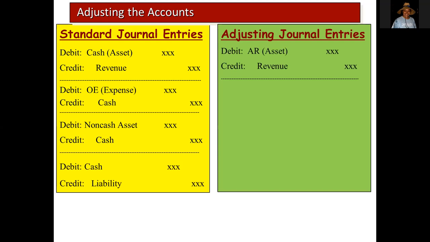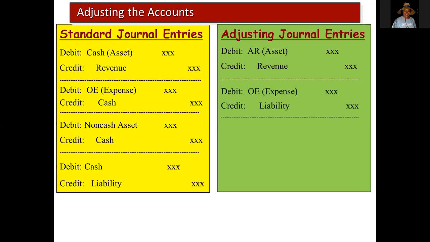An adjusting journal entry, on the other hand, generally involves a debit to an asset account, like accounts receivable, and a credit to revenue. In other words, you did something, you did some services, but you didn't get paid yet. So see how the difference is between these two, right? One is you got paid, and the other one you didn't get paid. So you would record that services performed by crediting revenue and debiting accounts receivable.